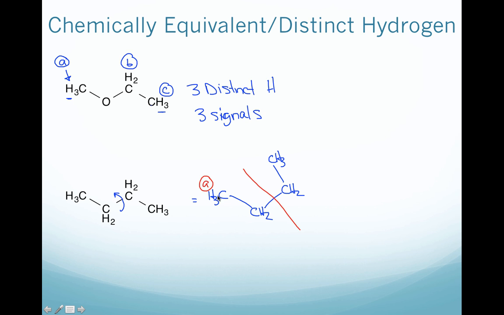There's no way to distinguish this methyl group on the left from this methyl group on the right, because if you flip it over, how can you tell the difference? That should be A. So both of these methyl groups are chemically equivalent. Now the CH2 group is certainly different than the methyl group, so that's our second type of proton, but the CH2 on the left is the same as the CH2 on the right. So this has two distinct types of hydrogens. We're going to see two signals.